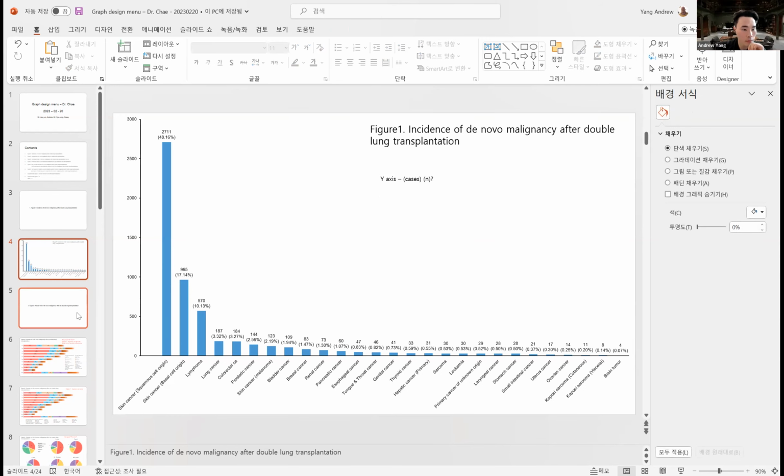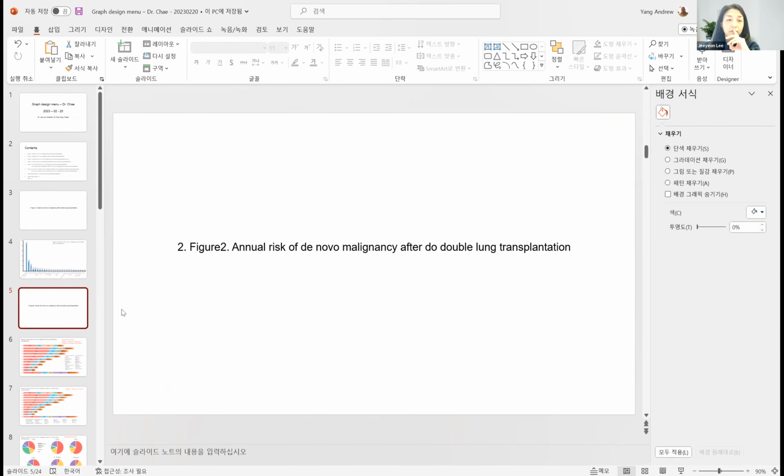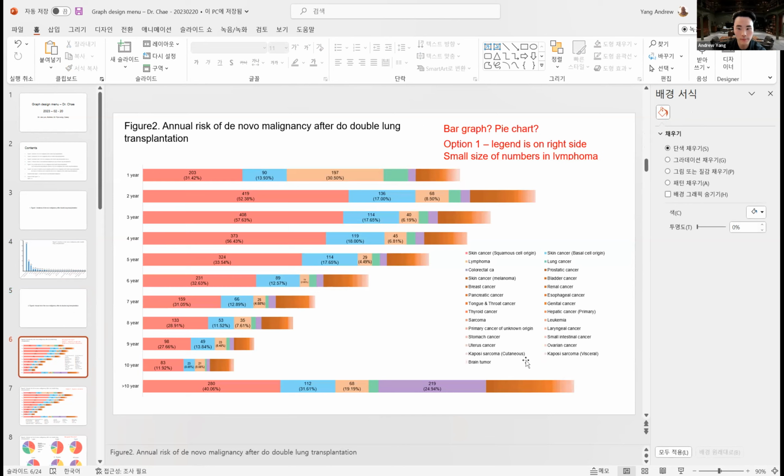Figure number 2, annual risk of de novo malignancy after double lung transplantation. We prepared a bar graph. There's an echo.